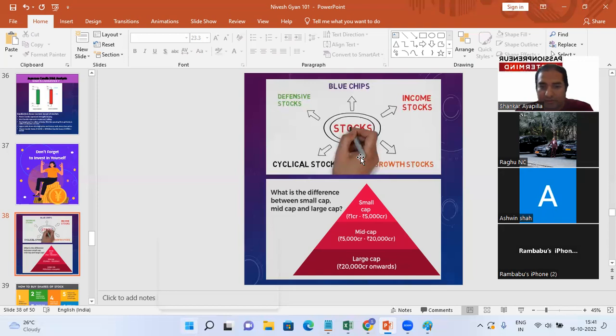Small caps are generally the penny stocks. They could be huge in volume, a lot of volume, but their total market size or market capitalization will not be more than 5,000 crores. Those are called small cap stocks.